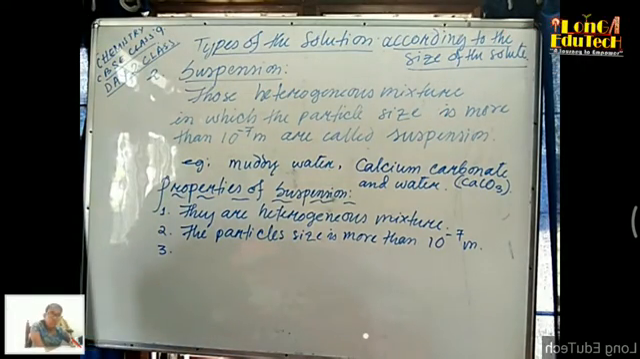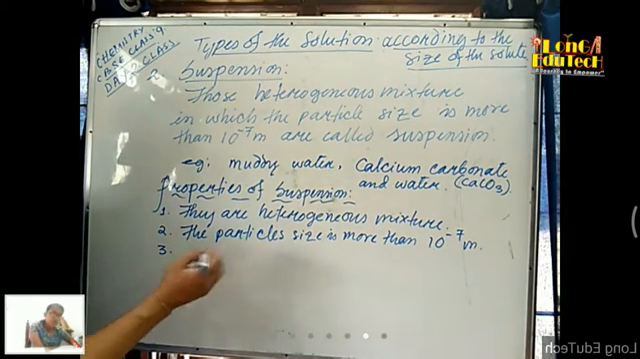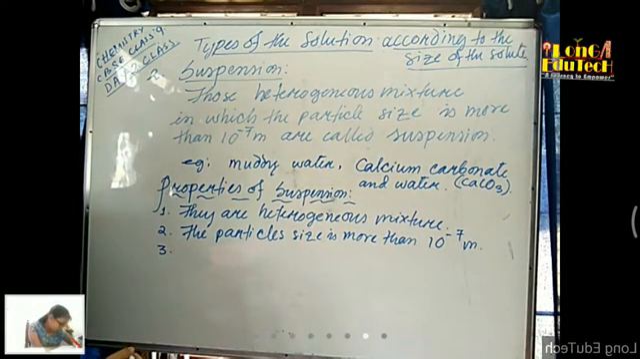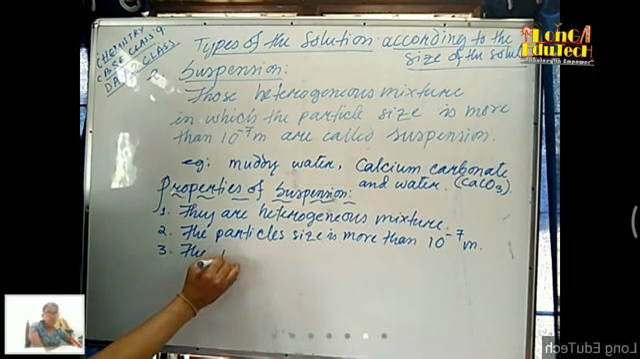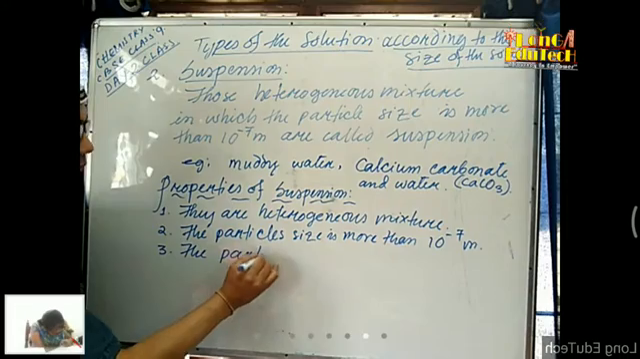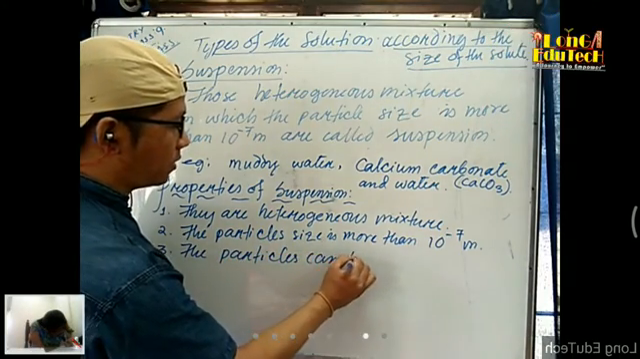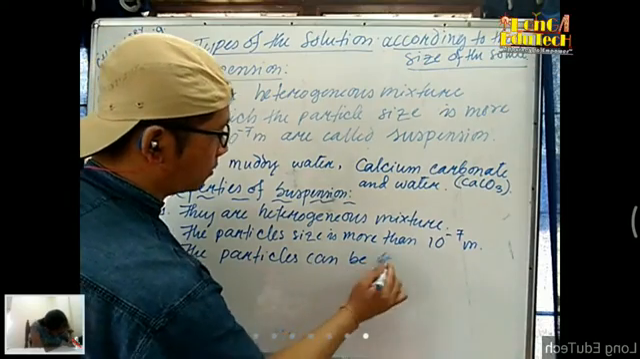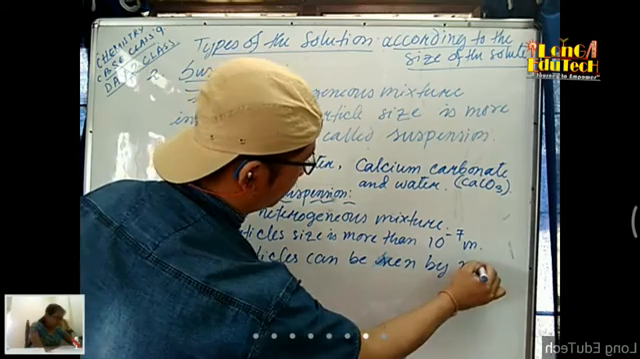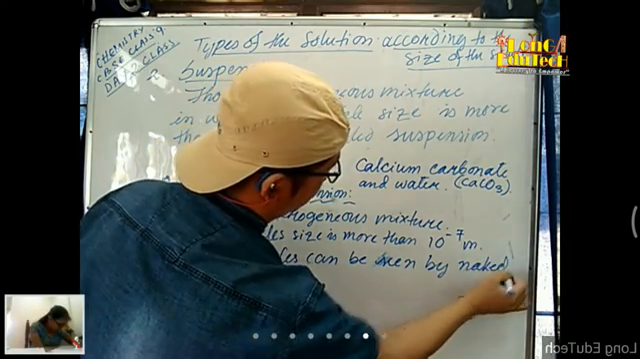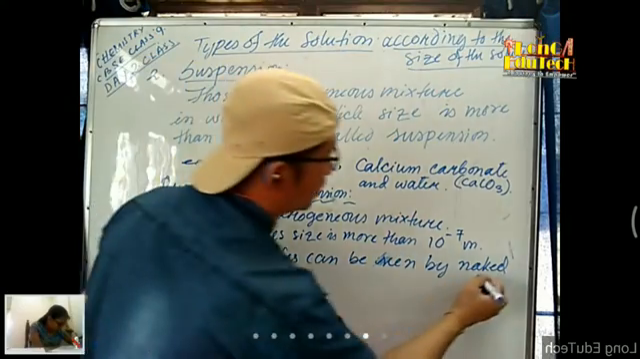The particle size is more than 10 to the power minus 7 meter. And the number 3 point here, we can say the particles can be seen by naked eye. Okay, the particles can be seen by naked eye.